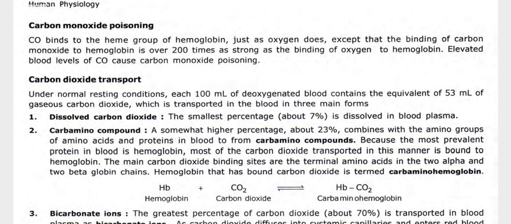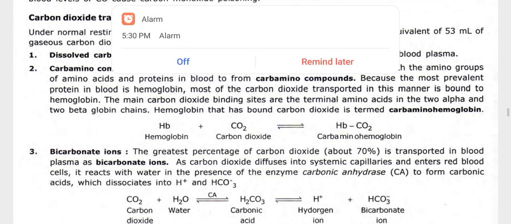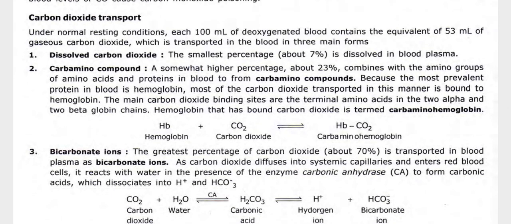Then carbon dioxide transport. Under normal resting conditions, each 100 ml of deoxygenated blood contains the equivalent of 53 ml of gaseous carbon dioxide, which is transported in the blood in three main forms. Dissolved carbon dioxide: the smallest percentage, about 7%, is dissolved in blood plasma.